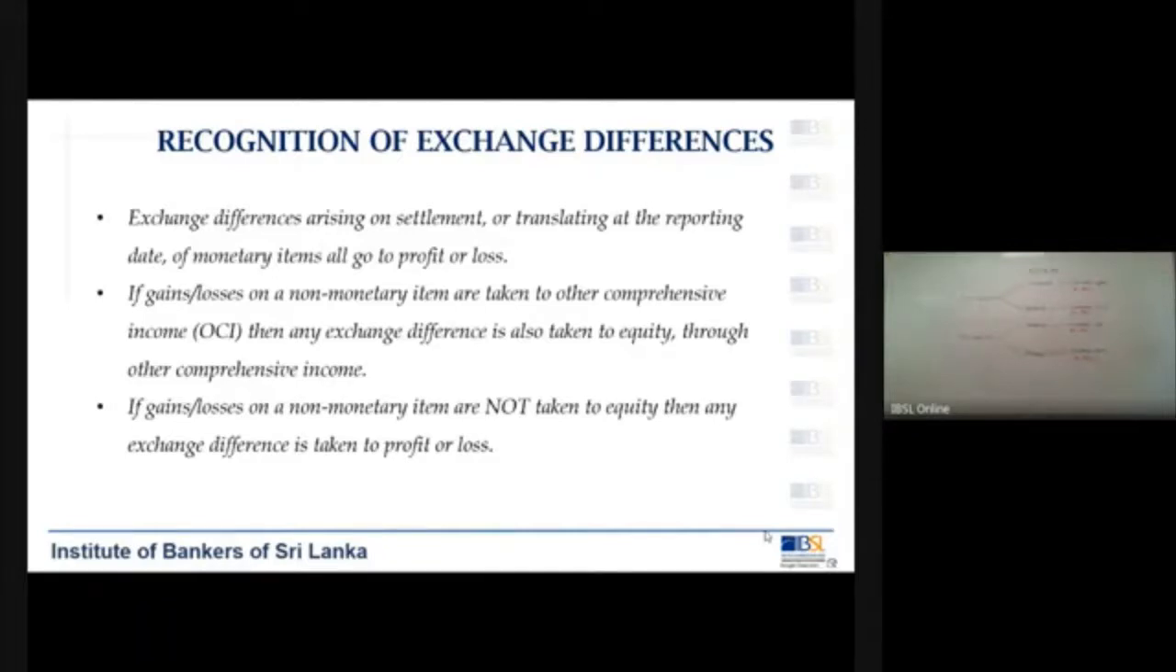Okay. So when you compare the two years, let's say you take the financial year 2019 and then 2020. Now, when you revalue your foreign operation across the two years, if there is a gain or loss from the translation of a foreign operation, that gain or loss is not taken to the P&L. That is taken into the equity through an item called other comprehensive income.